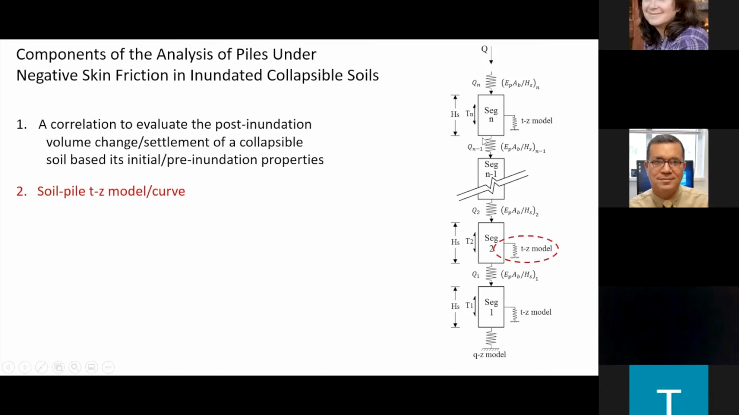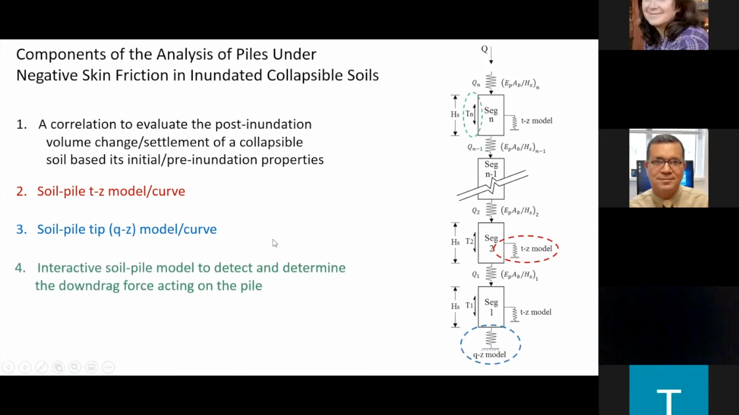Number two, in order to analyze the pile under any axial load, we should have a soil-pile model. We call it the TZ curve. And all of us, of course, in civil engineering, know how to calculate the interaction between the pile and the surrounding soil. We have this one too. And the third component that we need to analyze the pile under axial load is the QZ model, which is the tip resistance of the pile.